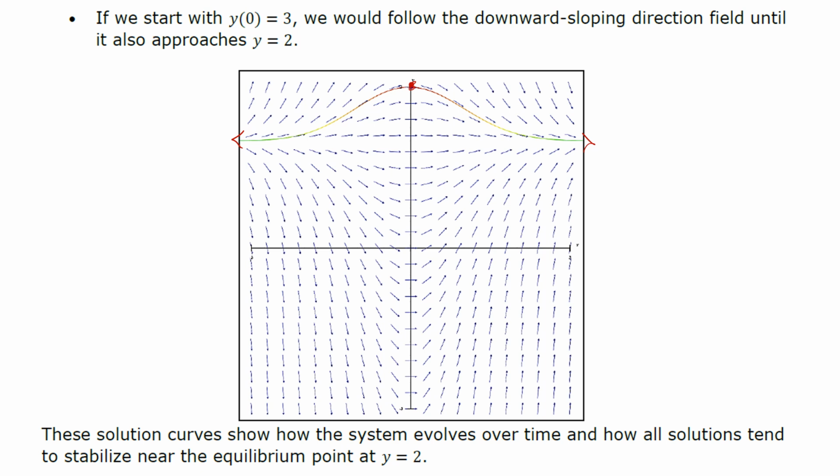So these solution curves show how the system evolves over time and how solutions tend to stabilize near the equilibrium point at y equals 2.